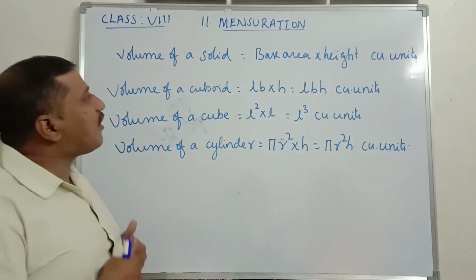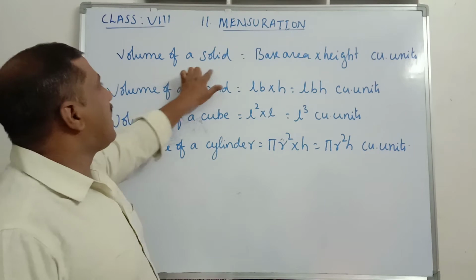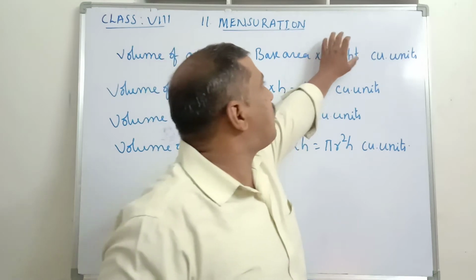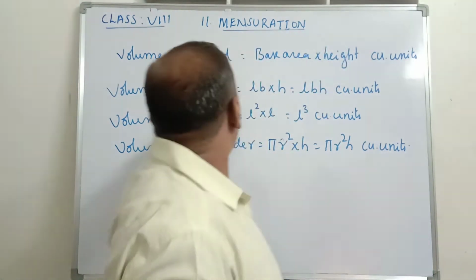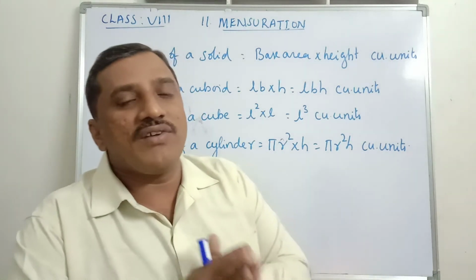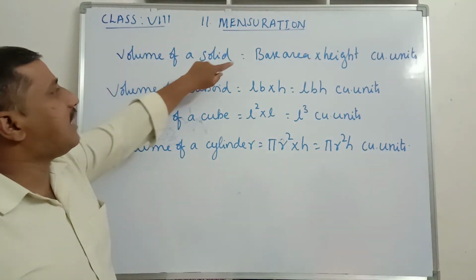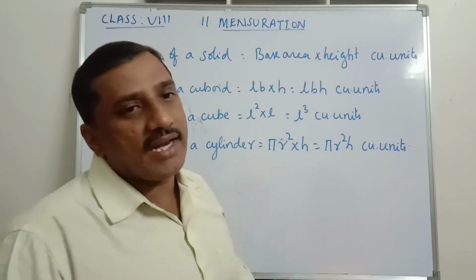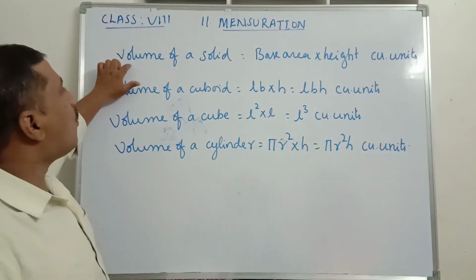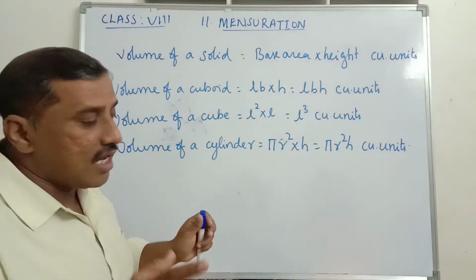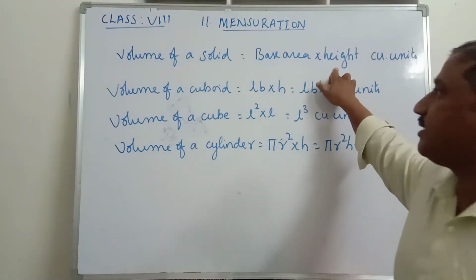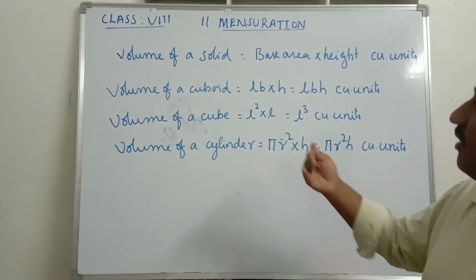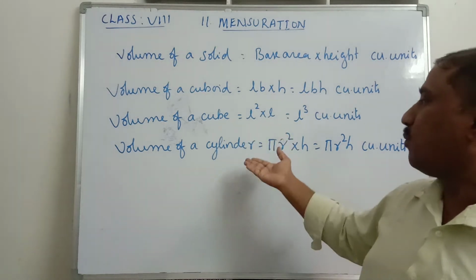Sometimes in problems the volume will be given and the base area will be given and you are asked to find the height. To find height, divide the volume by the base area. So height of a solid is equal to volume of the solid divided by base area. Similarly, the height will be given and you are asked to find the base area. Then in that case, volume of the solid divided by height. That is, to find the unknown, either base area or height, divide the volume of the solid by the known. So now we were discussing in class 8 about cuboid, cube and cylinder.